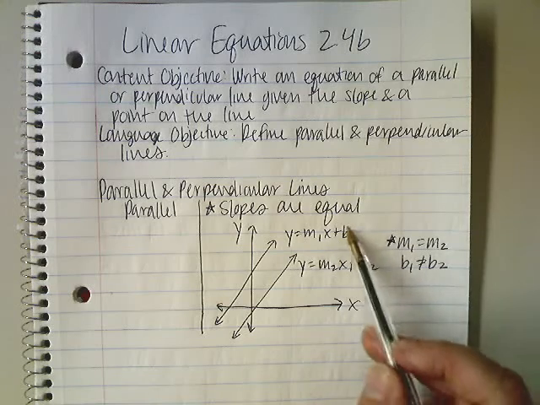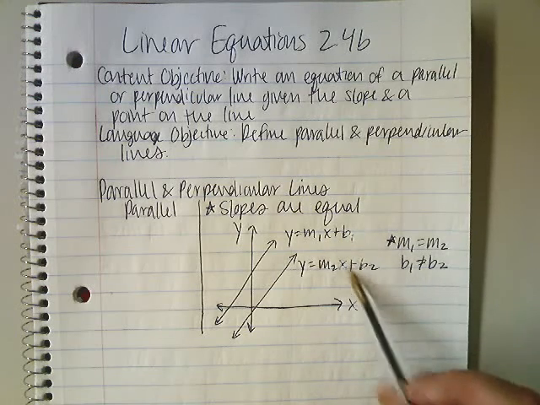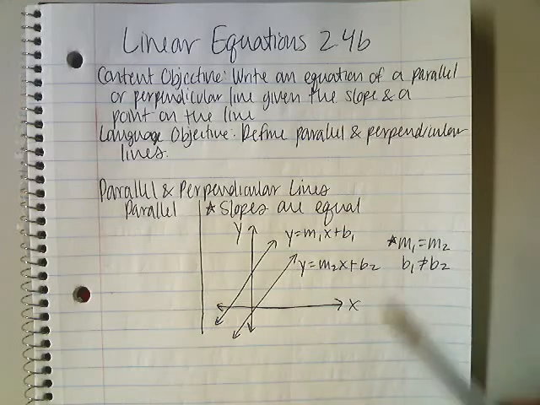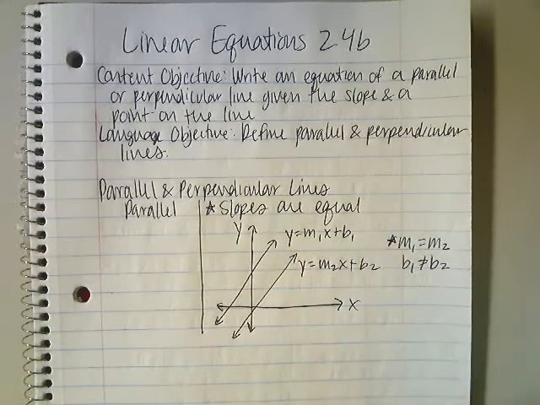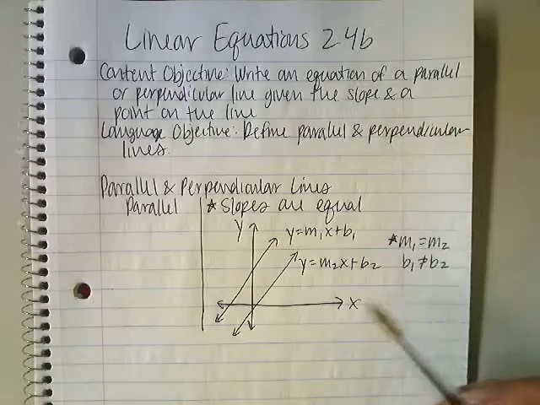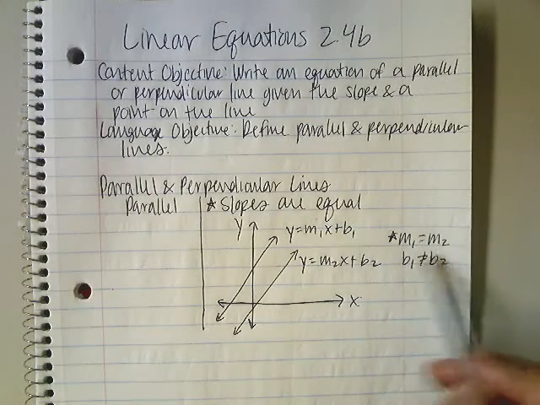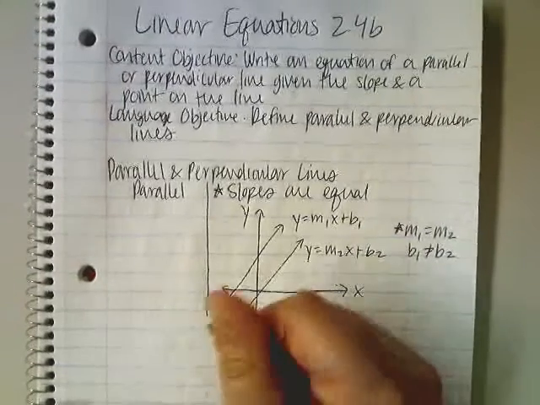So if the two lines are parallel, they can't have the same y-intercept. Otherwise, they'd just be the same line. So if they have the same slope and the same y-intercept, it's the same line. So they wouldn't be parallel, they'd be the same line. So if they are parallel, they'll have the same slope but different y-intercepts.